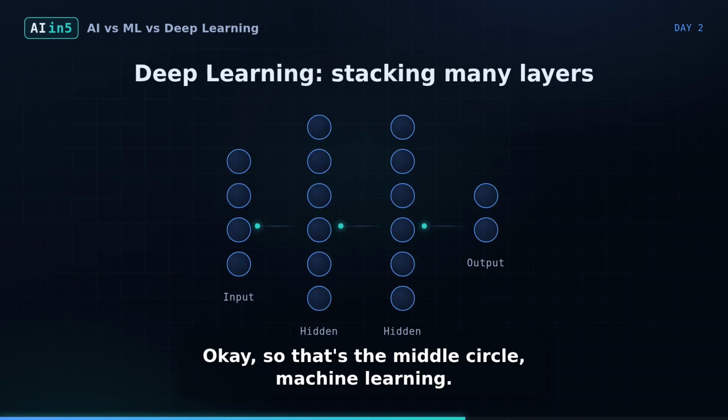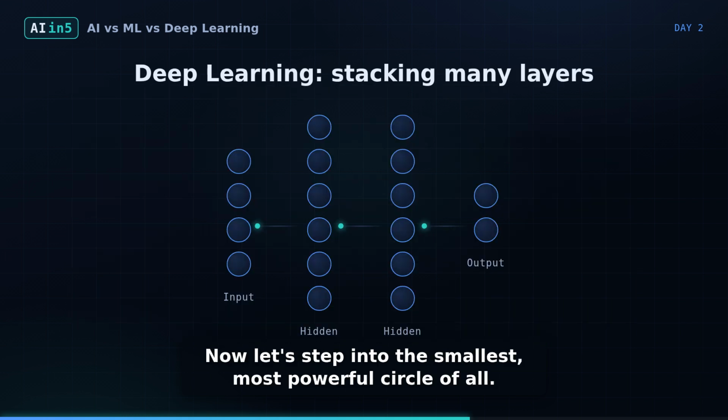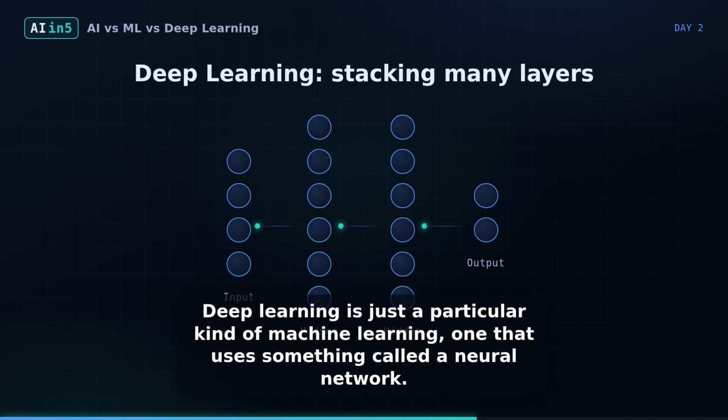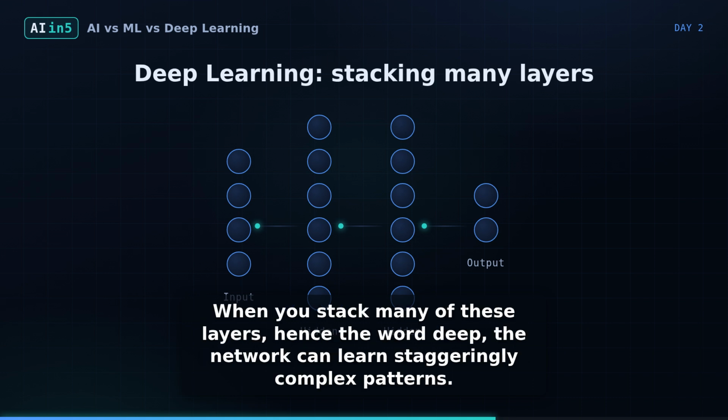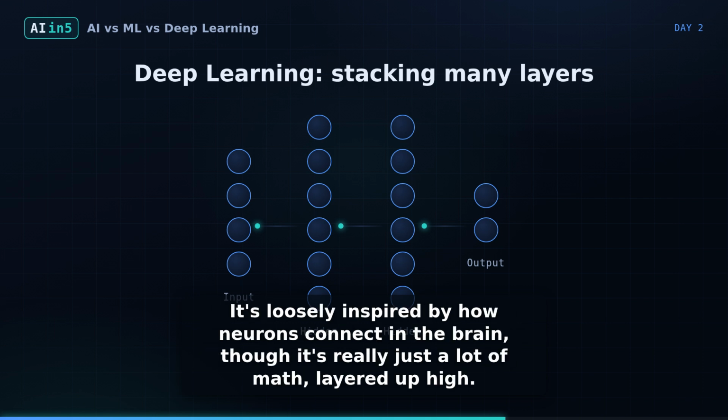Okay, so that's the middle circle, machine learning. Now let's step into the smallest, most powerful circle of all, deep learning. Deep learning is just a particular kind of machine learning, one that uses something called a neural network. Picture lots of simple little units, arranged in layers, passing signals forward from one layer to the next. When you stack many of these layers, hence the word deep, the network can learn staggeringly complex patterns. It's loosely inspired by how neurons connect in the brain, though it's really just a lot of math layered up high.